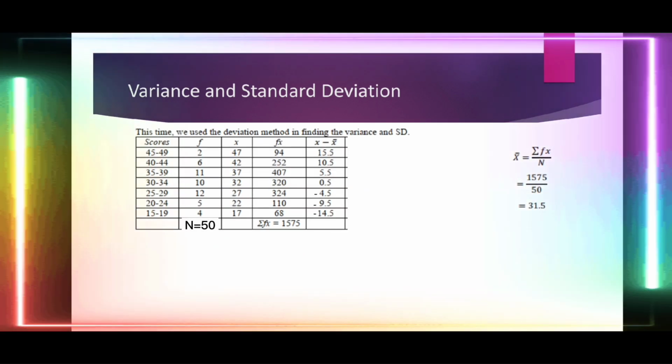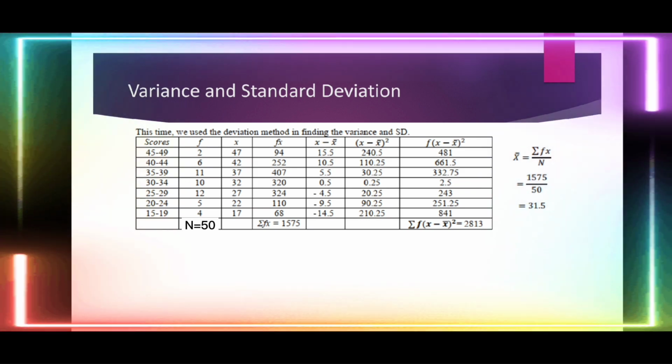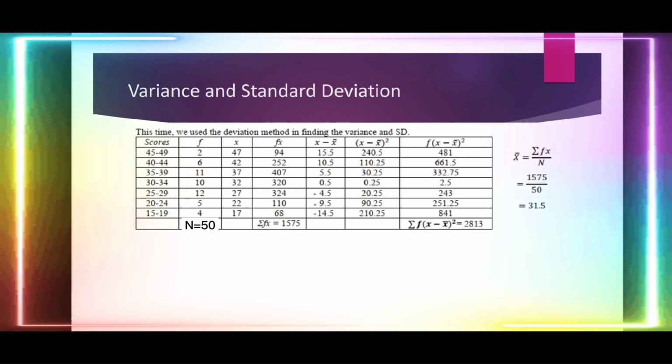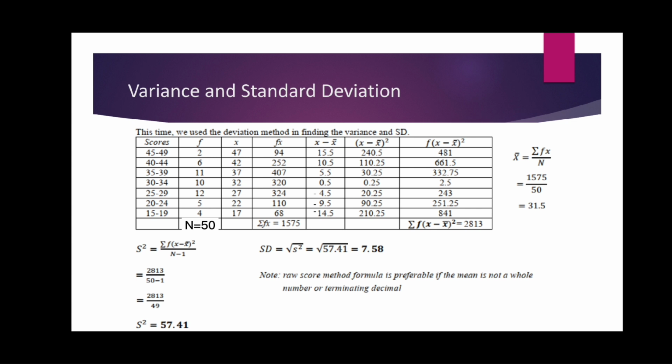In our given example, we need to get the square of the difference between the midpoint and the mean, and then multiply the frequency and the square of the difference. Now let's get the sum of the product of the frequency and the square of the difference, and that is 2818. And now we can solve for the variance, and that is the sum of the product of the frequency and the square of the difference divided by n minus 1. So variance is equal to 2813 divided by 50 minus 1, and that is 57.41. Now that we have our variance, we can solve for our standard deviation, and that is the square root of our variance. So SD is equal to the square root of 57.41, and that is 7.58.